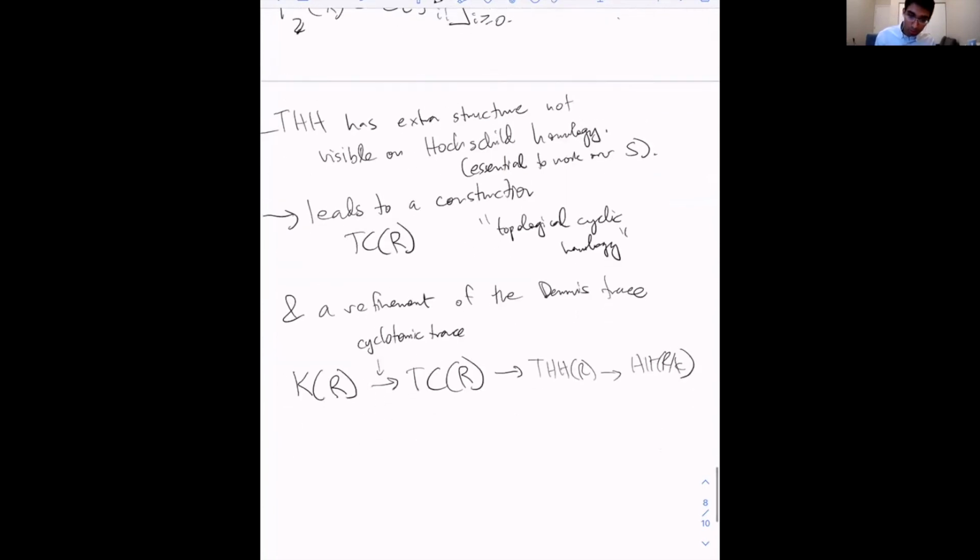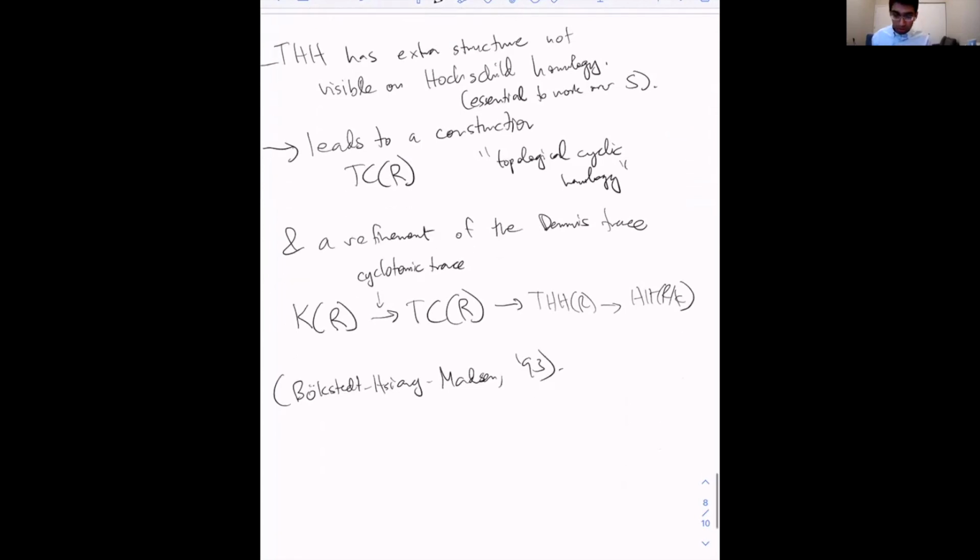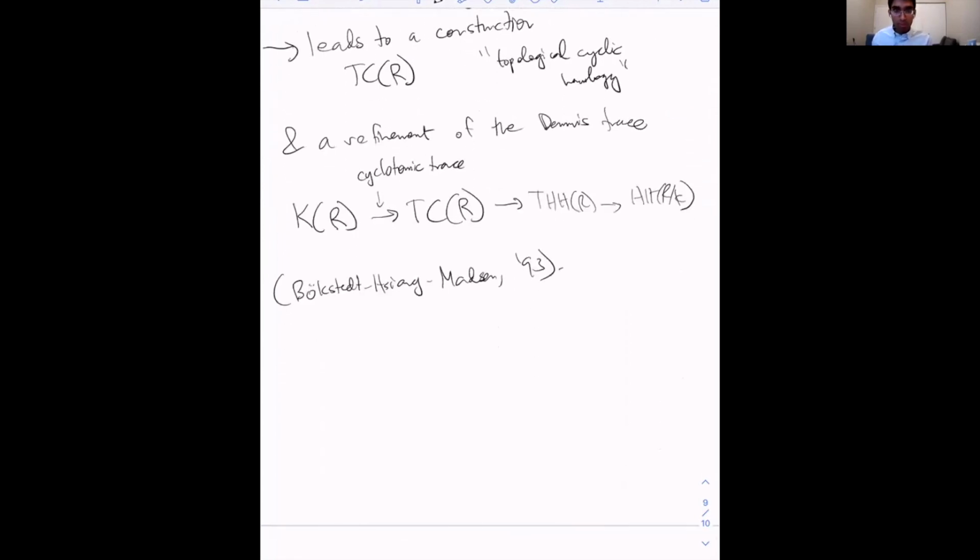Right, so I should say this was initially constructed by Bökstedt, Hsiang, and Madsen in '93. And so it turns out this map called the cyclotomic trace. So I should just say a couple things: TC is somehow more difficult to define than K-theory, but it's actually easier to compute because it can be computed using tools of cyclic homotopy theory.